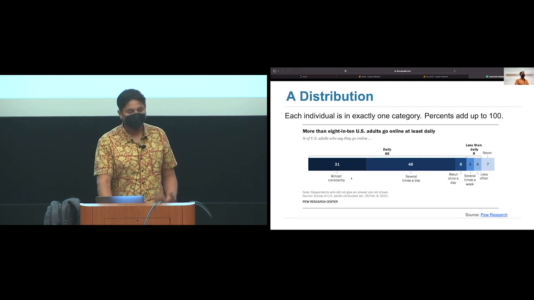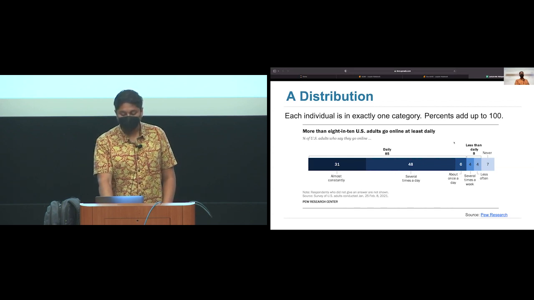And so the possible categories are almost constantly, several times a day, about once a day, several times a week, less often, or never. And so you can see the percentage of the respondents that fit into each of these categories. And then the other important thing is that if you add up the numbers inside these bars, they have to all add up to 100.